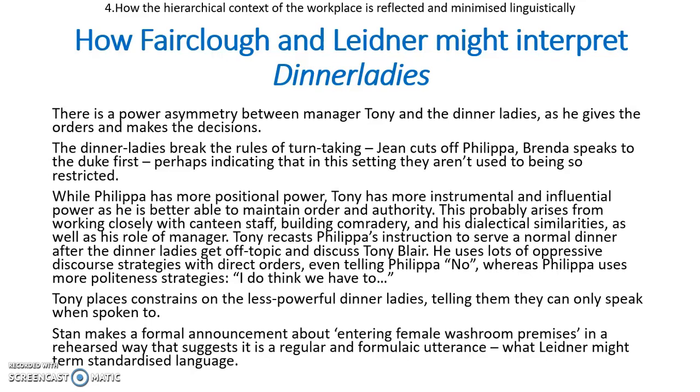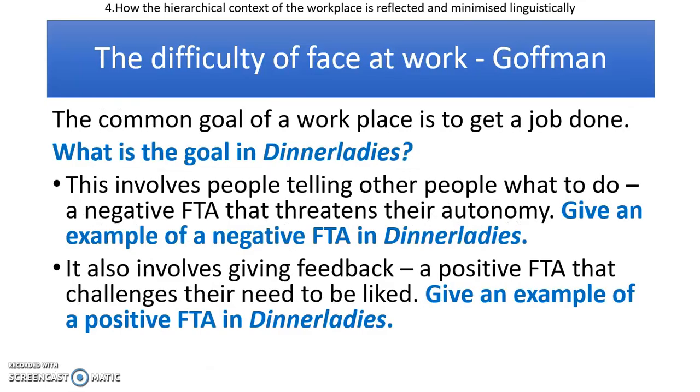Philippa has more positional power, but Tony's got instrumental and influential power. He's able to keep the Dinnerladies under control. This is probably because he works with them every day. He's built that camaraderie, but also dialectically, he speaks similarly, doesn't he? Whereas Philippa's a bit posh. Tony recasts Philippa's instructions, for example, to serve a normal dinner when they get off topic. He uses oppressive discourse strategies with direct orders, even tells Philippa no, whereas Philippa is more polite. She says, oh, I do think we have to stick to what the royals suggested. Tony places constraints on the less powerful Dinnerladies, telling them only speak when spoken to. Stan makes that formal announcement that Leidner might say was a standardized example of language. It's quite formulaic.